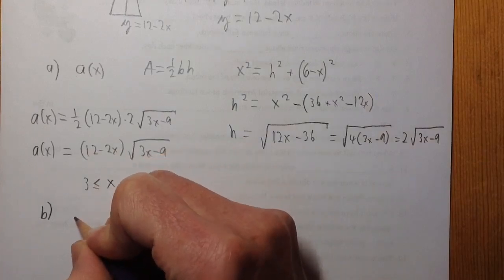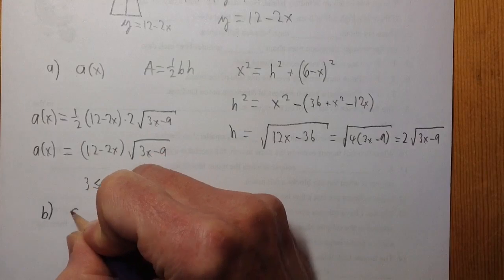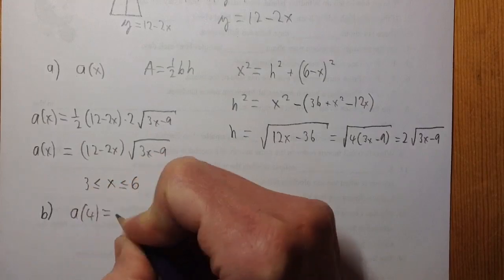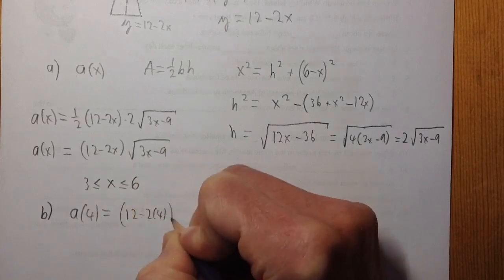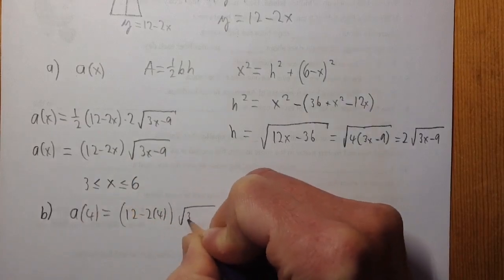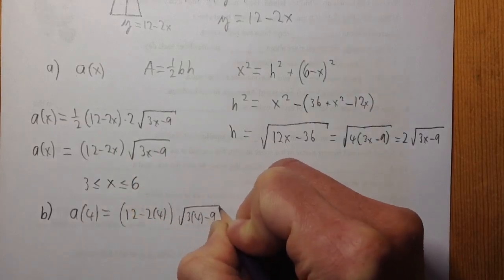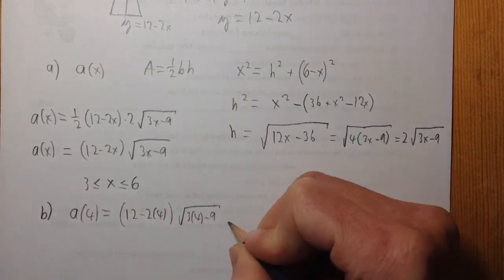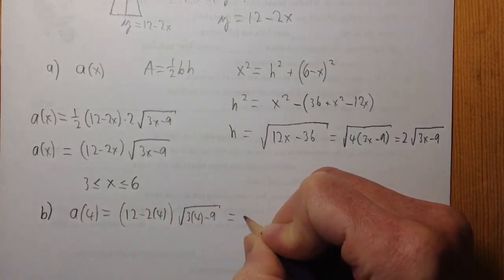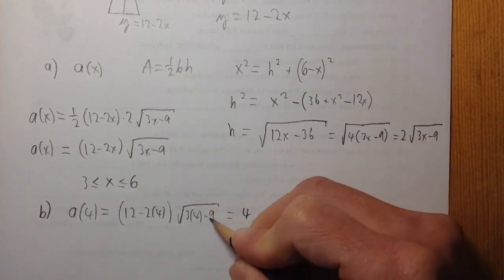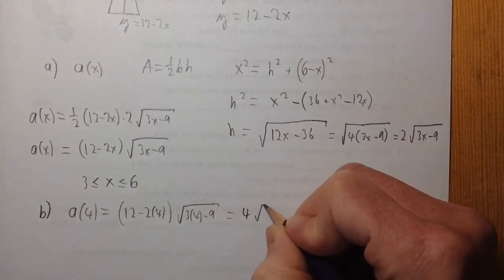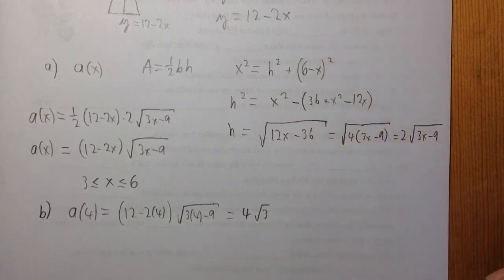So what is that area then? Let's plug in 4. A at 4 is 12 minus 2 times 4 times the square root of 3 times 4 minus 9. That's 12 minus 8, so that's 4 times the square root of 12 minus 9, so 4 roots of 3. So that's the biggest area we could possibly have: 4 roots of 3.